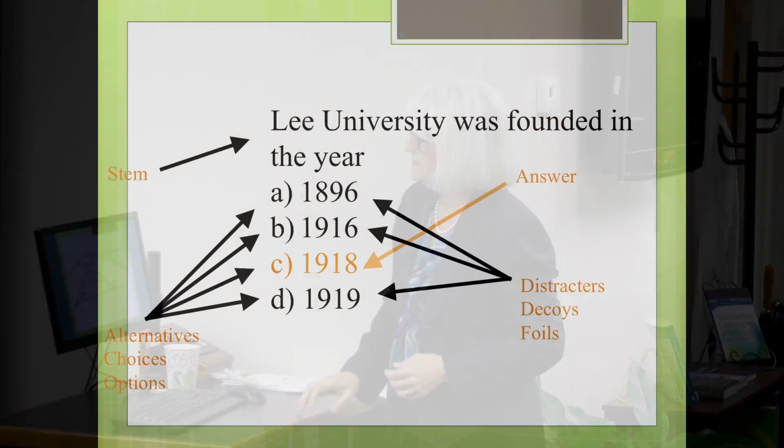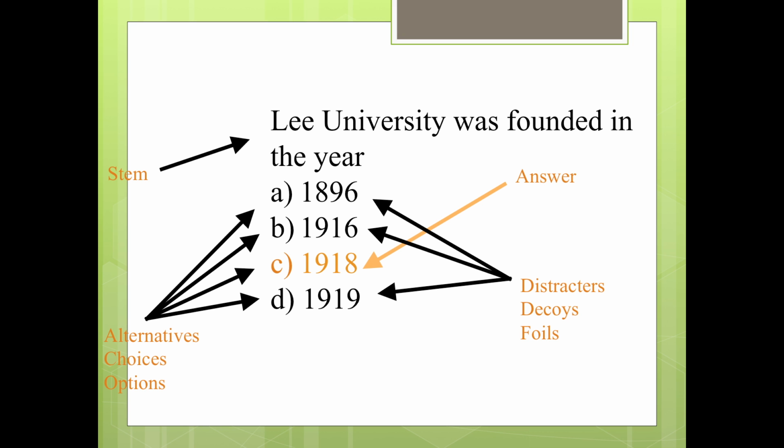Okay, then multiple choice. These are the labels. The stem is the statement or the question, and then there's one right answer, and the others are alternatives or distractors or decoys or foils. The distractors or alternatives should be feasible. You'll see this sometimes: you'll throw one in there just for fun. That's okay if it's maybe one item, but they should all be feasible alternatives, so that you know if they know what the right answer is.